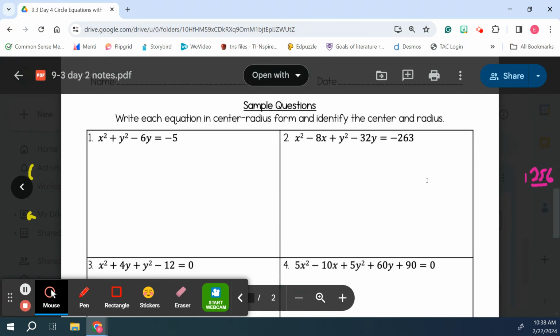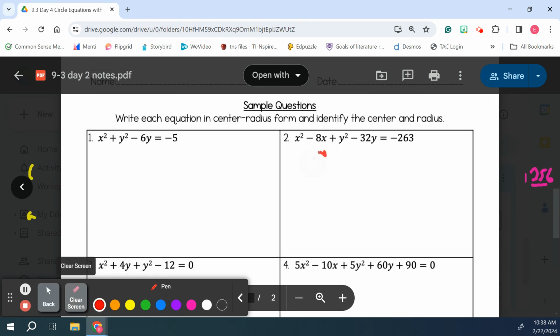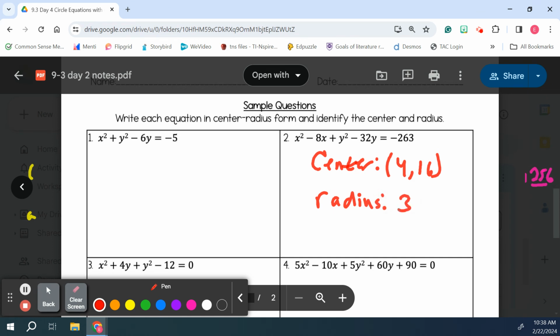OMG, it all erased. All right, well, we'll just go from there. So the center, 4, 16, and then the radius was what? 3. Good job. Just as a recap, are we good with this one though? Okay.